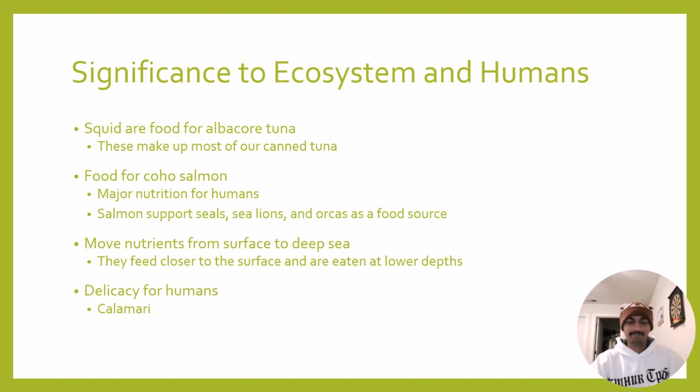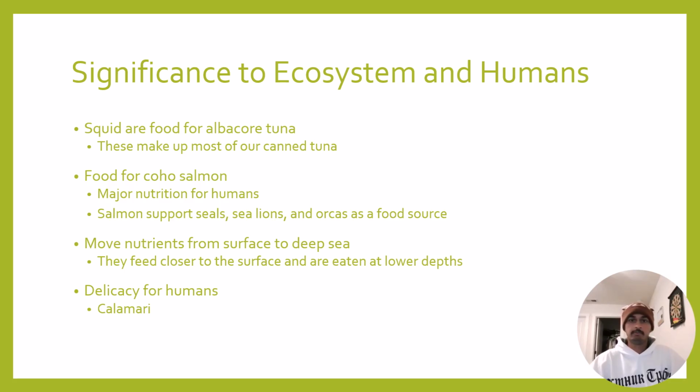So, significance for the ecosystem and humans. Squids are, of course, vital to the ocean ecosystem and to us. They are the primary food source for albacore tuna, which is the species that makes up the majority of the canned tuna we eat. Likewise, squid are a huge food source for coho salmon, which we also eat plenty of.